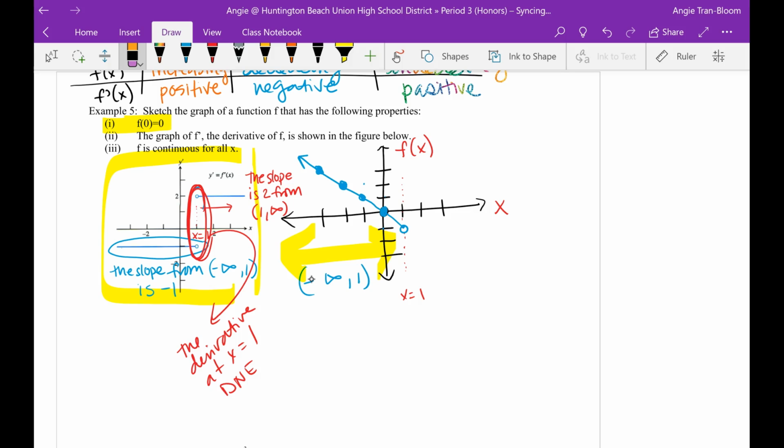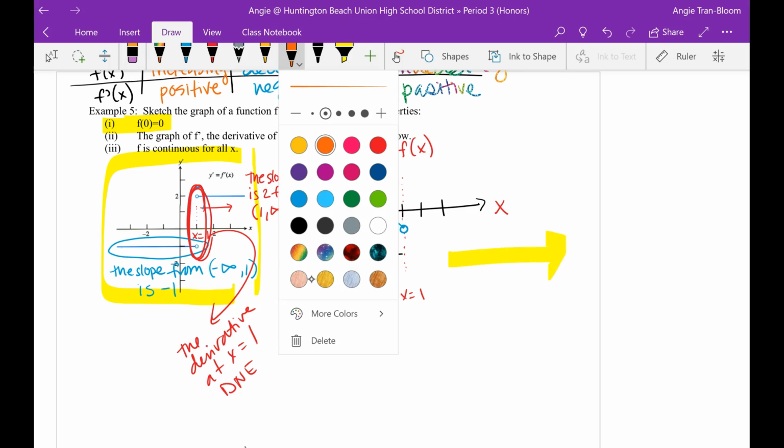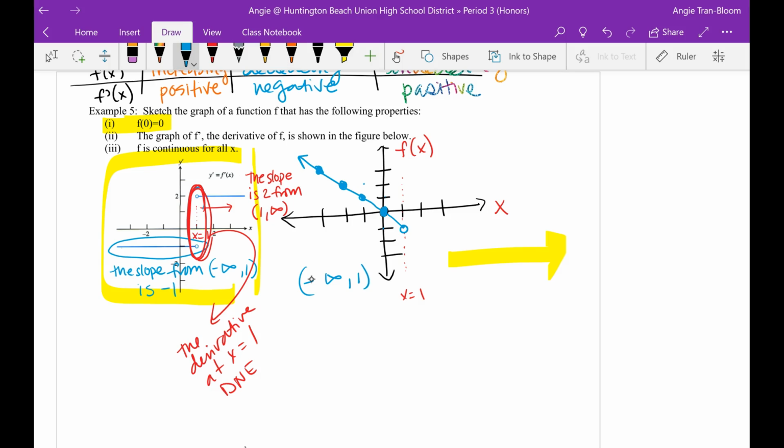Now I need to erase a couple of things. It's too busy. Now let's go from 1 to infinity. The slope from 1 to infinity is positive 2. What does that mean? I'm just going to count: up 2, right 1. Up 2, right 1. That's what it means to have a slope of 2. You're just counting.